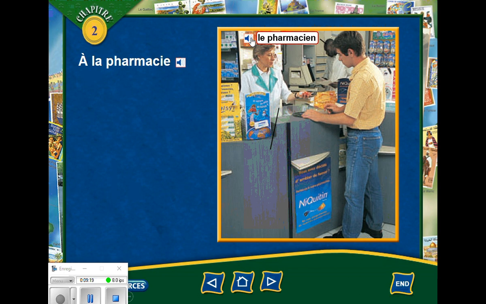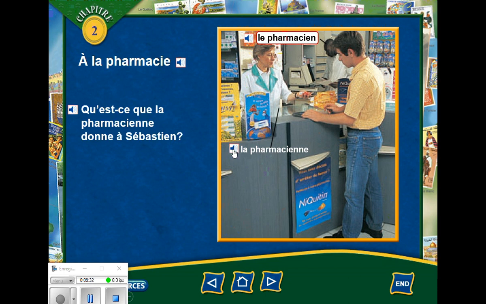Le pharmacien. This is the masculine form for pharmacist, le pharmacien. And this is the feminine form. La pharmacienne. Hear the difference? Le pharmacien. La pharmacienne. Okay, they both mean pharmacist. It's just we have a masculine form and a feminine form.